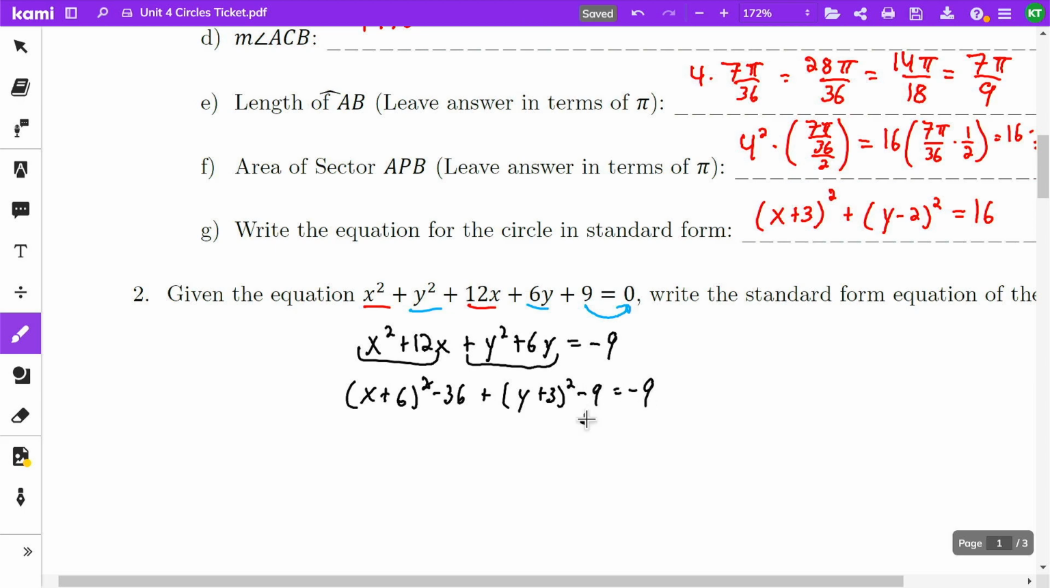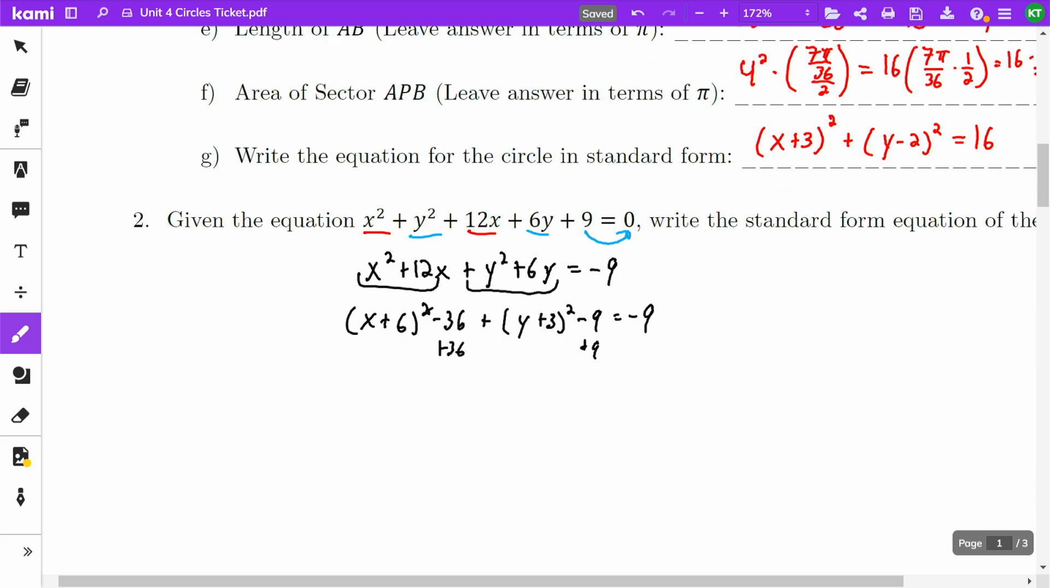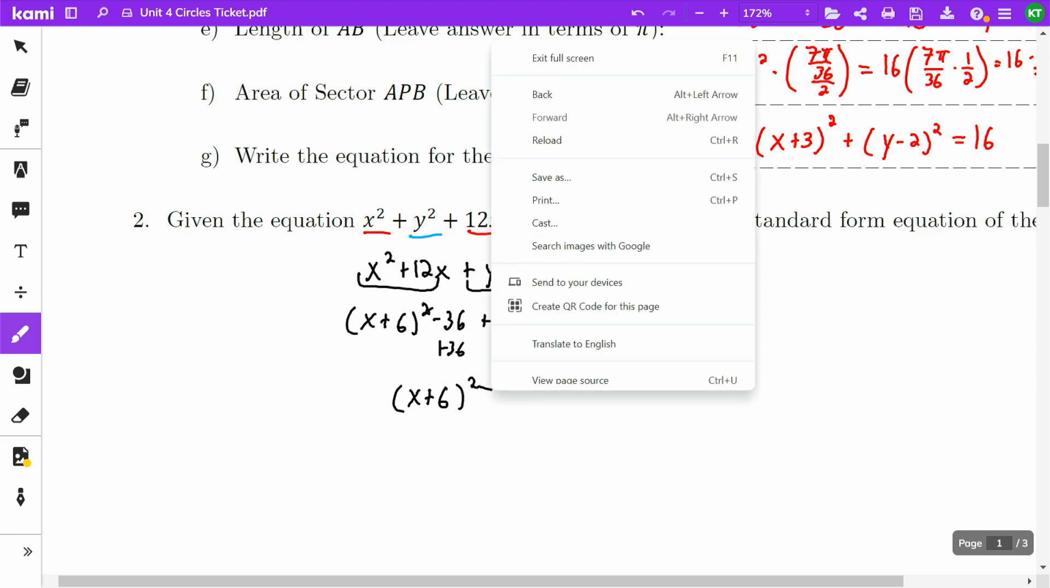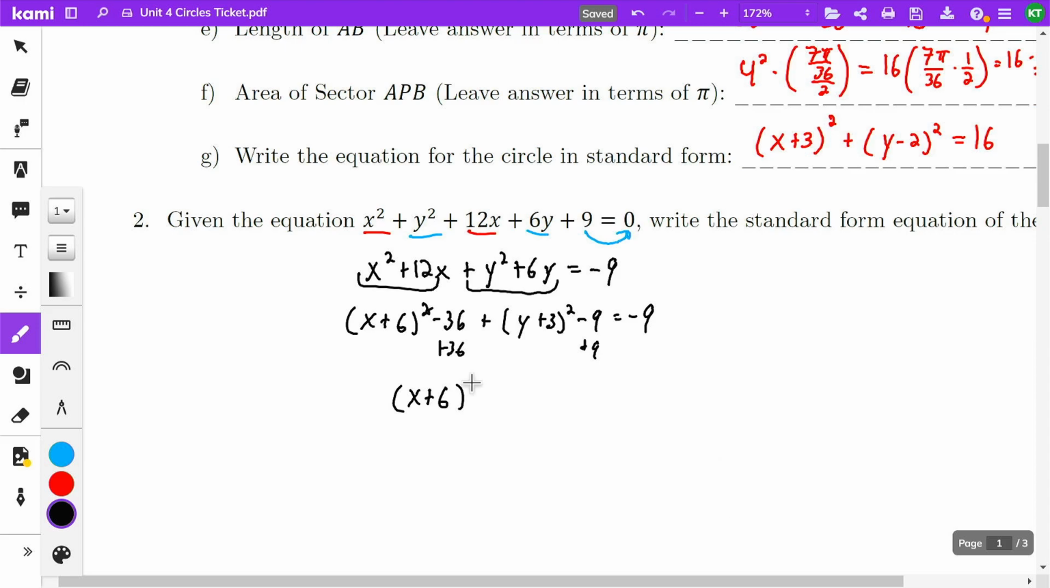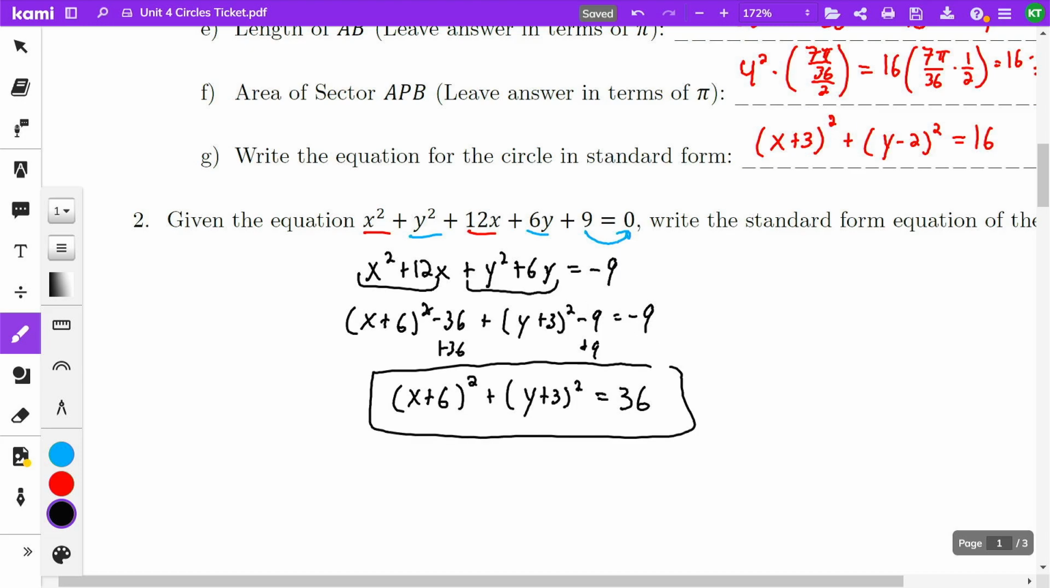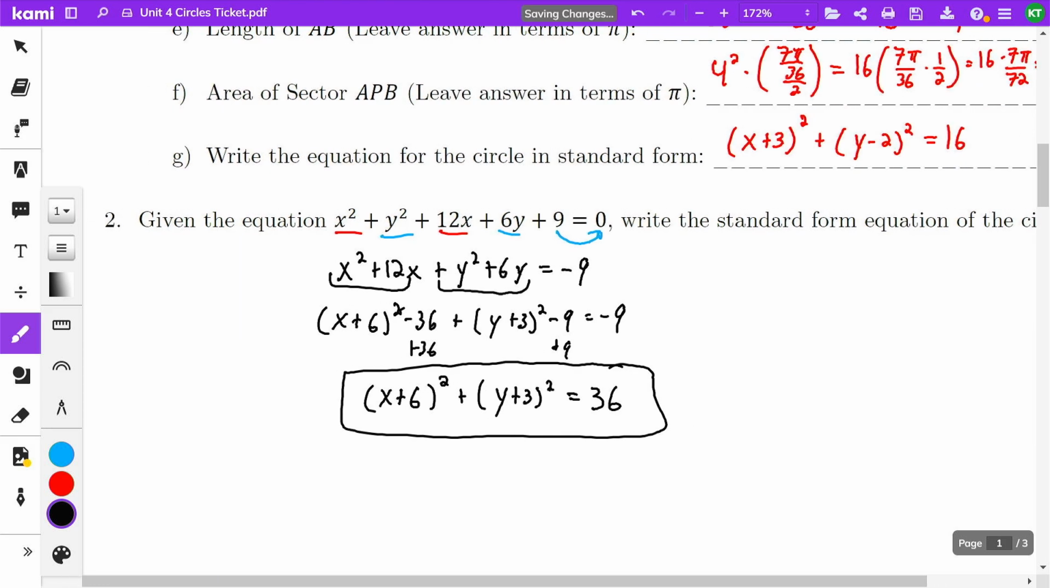I'm going to add 9 to both sides as well as adding 36. And then that will give me the final equation of x plus 6 squared plus y plus 3 squared equals 36, because adding 9 to this side will cancel that out, and I'll just have a 36 left over. So that would be my equation of my circle using completing the square.